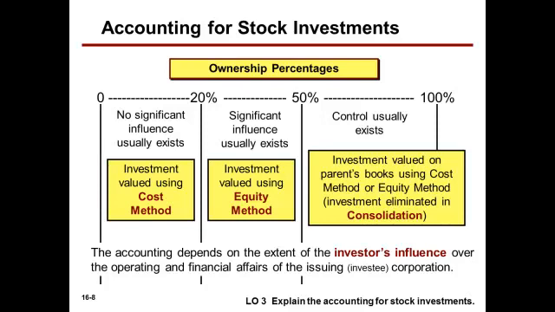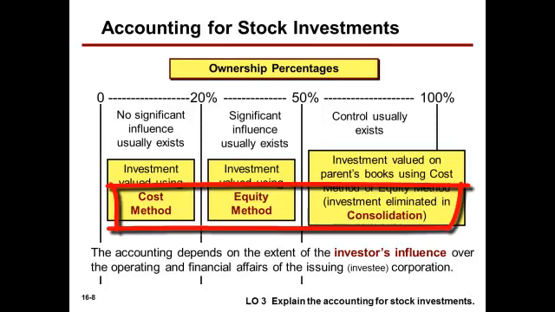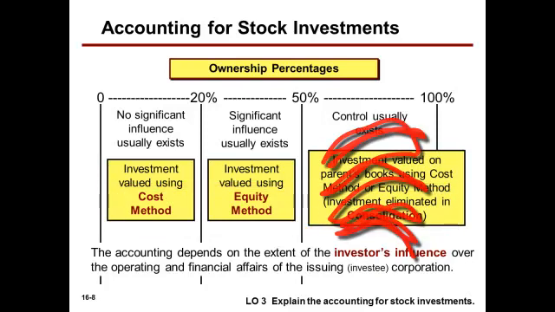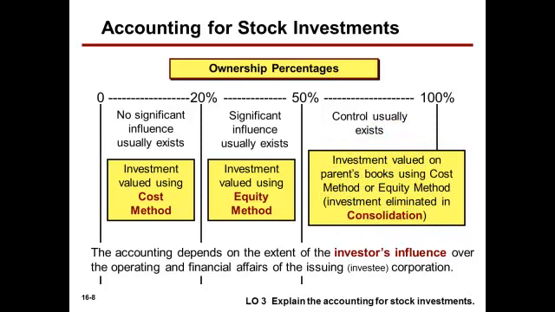And the 3 methods of accounting are listed in the middle of the page: cost, equity, and consolidation. We will have little interest in consolidation accounting, which is listed last. I just want you to know that it kicks in when voting stock ownership is above 50%.